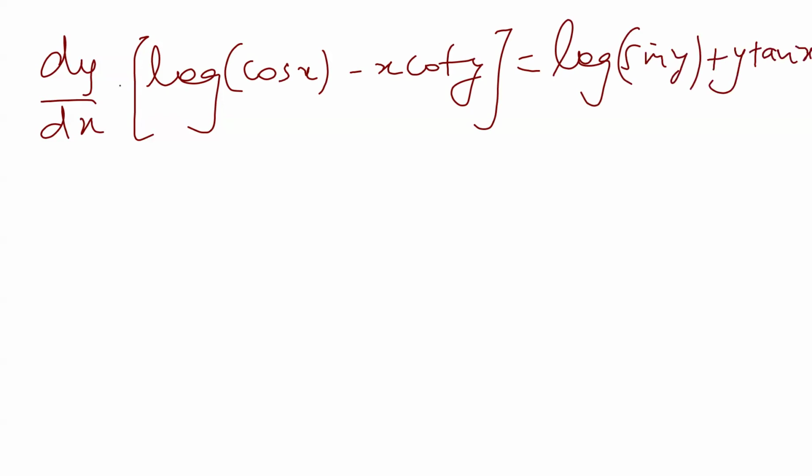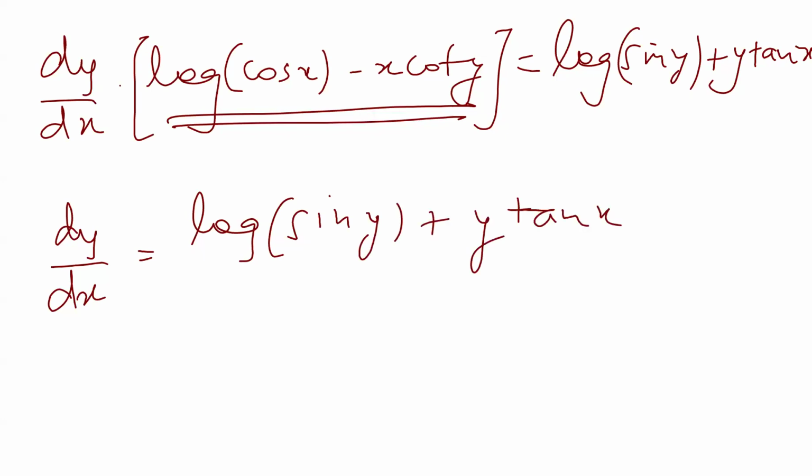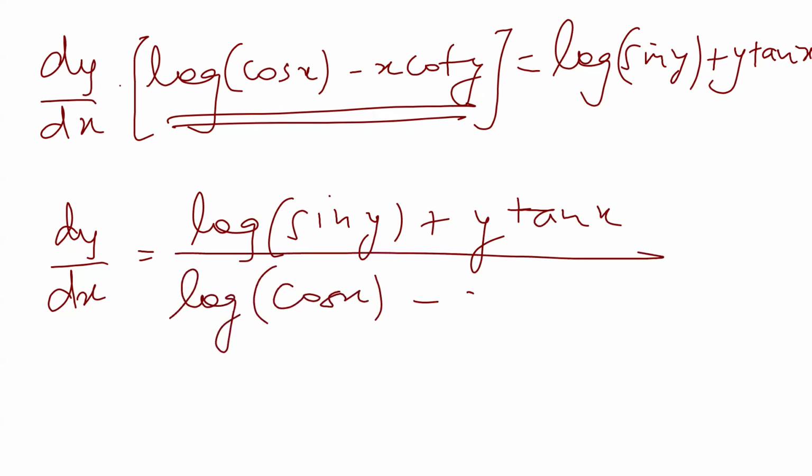Now cross multiply. Just cross multiply and we will get the answer. dy/dx is equal to log sin y plus y tan x upon log cos x minus x cot y. That's it.